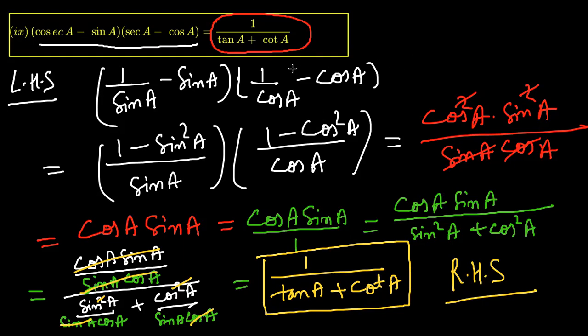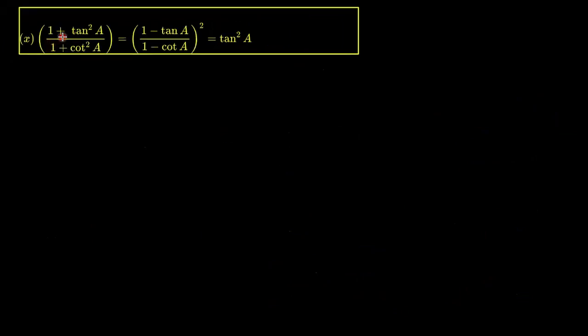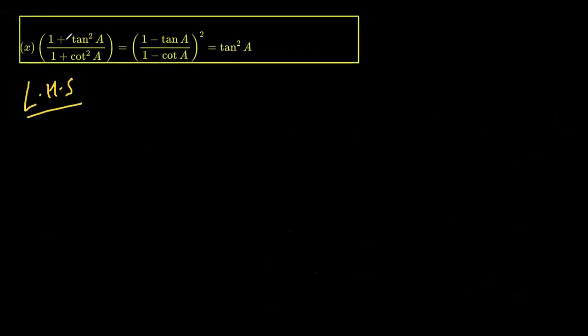Next, we have one more identity, I guess. And this is that we have to show these 3 expressions are same. Well, let's take the left hand side first. Our left hand side is 1 plus tan square A divided by 1 plus cot square A.